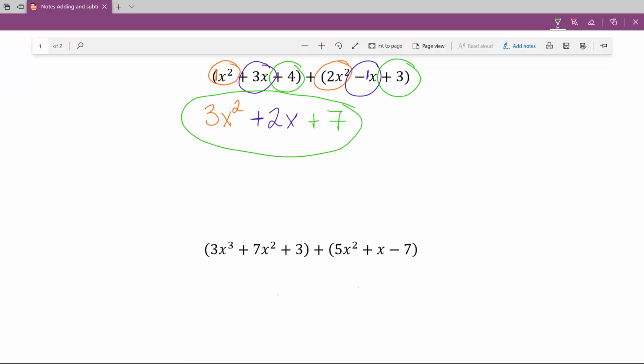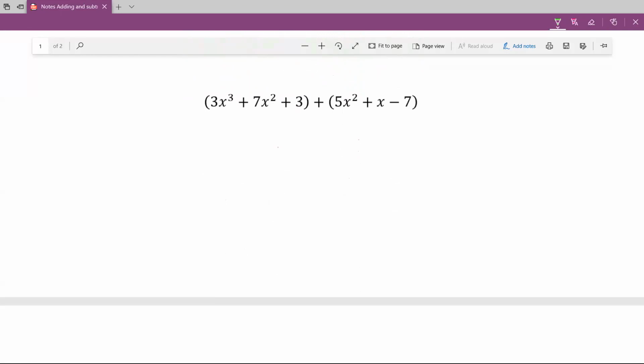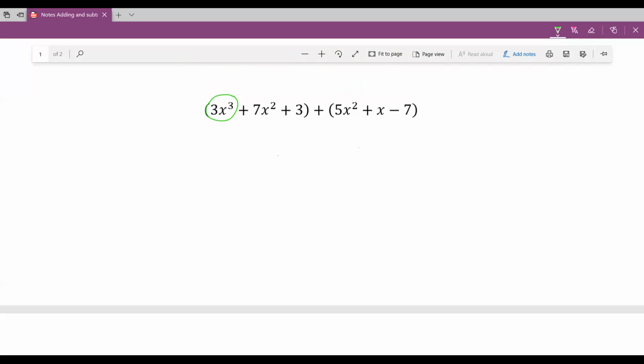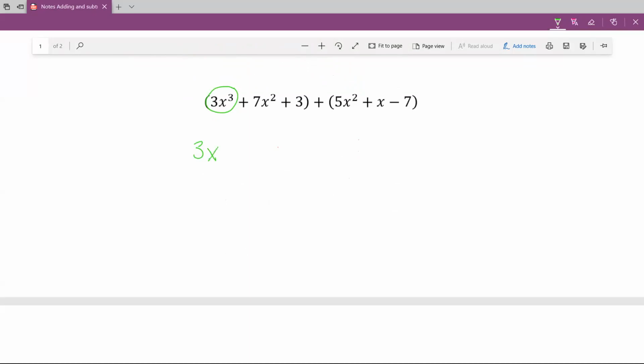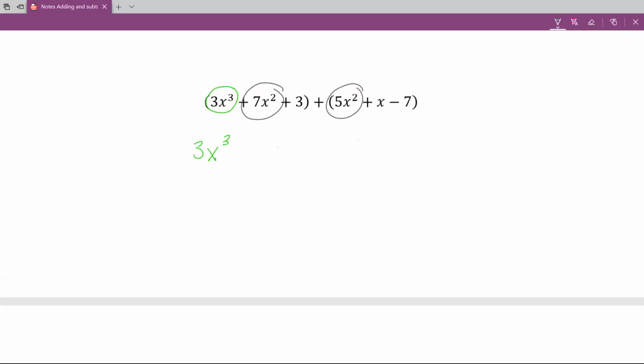And let's do one more example just for fun. Again, I like to start with the highest exponent. I see an x to the third. I only see that 1 though, so I'm just going to write it down for my answer. 3x to the third. Now let's see if there's any squareds. I have a 7x squared and a 5x squared. 7 plus 5 is 12x. Don't change your exponent. Squared.